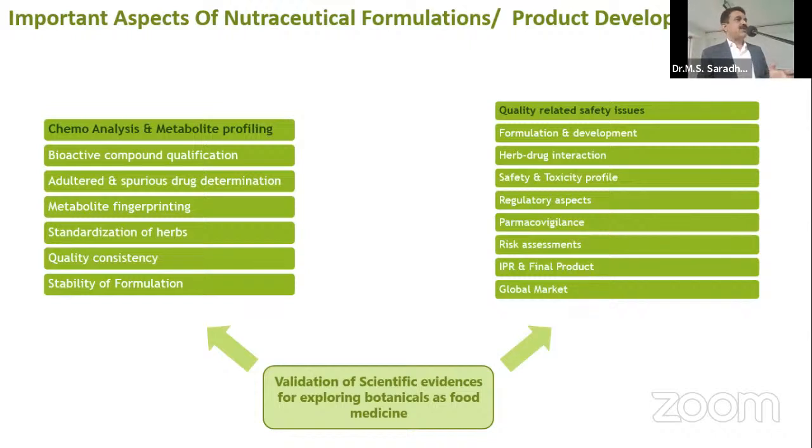Once you make the product, you have to go for patenting to safeguard your research. And global market: you should find where it is useful, which country, which area, all those things come into play. And chemoanalysis, metabolic profiling. Chemoanalysis means statistical data. When you do trials, what is the dose dependence? LD50. Those depict the variation in the quantity of consumption.